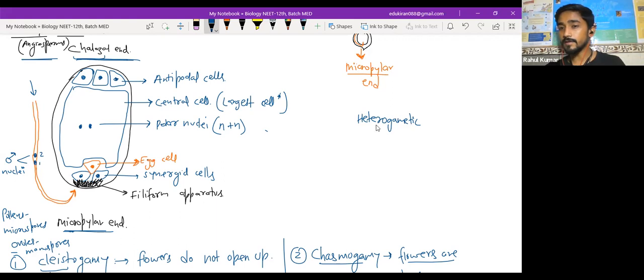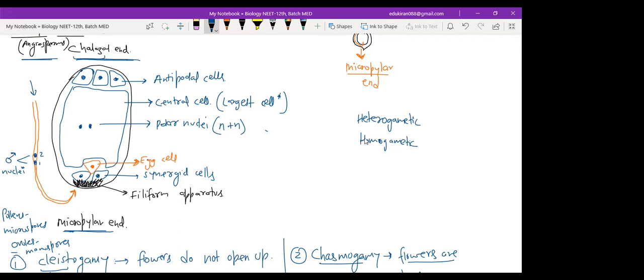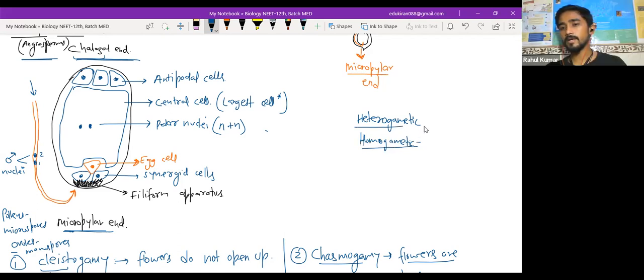Heterogametic means two different types of gametes. Homogametic organisms are those in which both gametes look the same. If you look under the microscope, you will not be able to tell whether it is a male gamete or a female gamete just by looking at it. So those are called homogametic. Okay, clear? Would you like to write this down? Write down heterogametic and homogametic. In heterogametic, write down distinctly different morphology of gametes. And in homogametic, similar gametes.